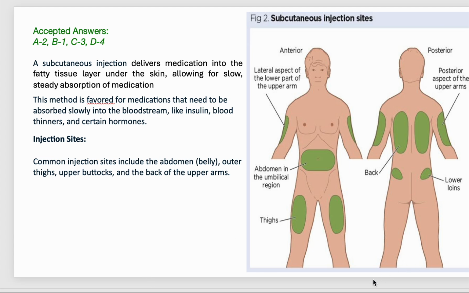You can see the sites shown here. These are where we have small fatty tissues just below our skin. This method is favored for medications that need to be absorbed slowly into the bloodstream, like insulin, blood thinners, and certain hormones. These are the common sites where subcutaneous injections are generally given: anterior and posterior.